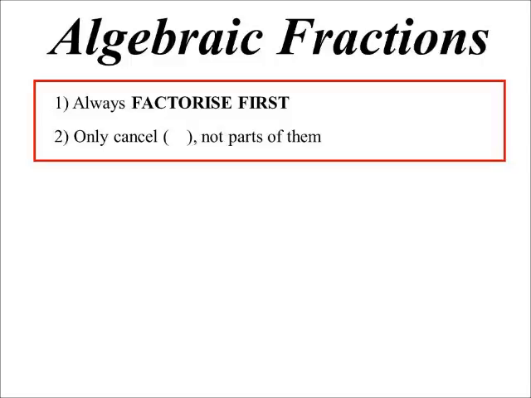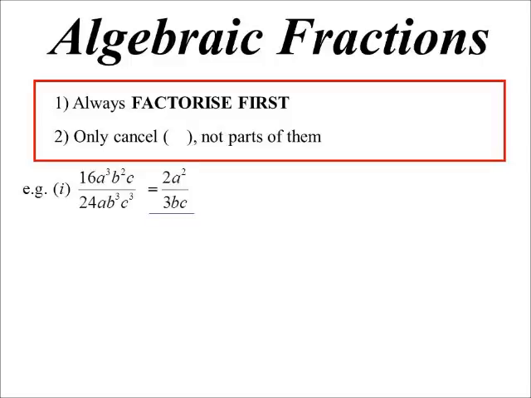Before anything else, factorise. First thing you do is factorise. What's the first thing you do? Very good. Factorise. Now, how to put this in words is a bit tricky. You can only cancel whole brackets, not bits of them. So you can only cancel a complete parenthesis with a complete parenthesis.